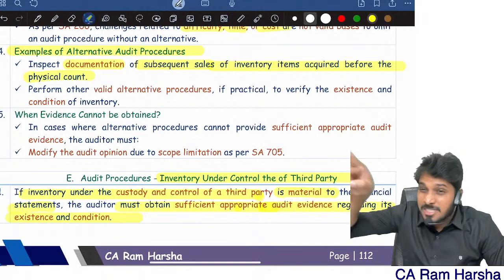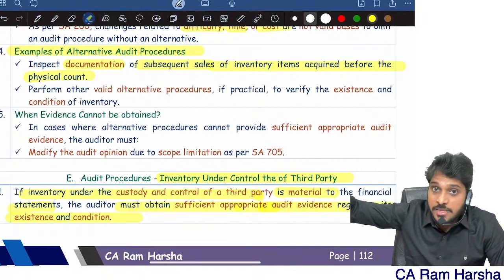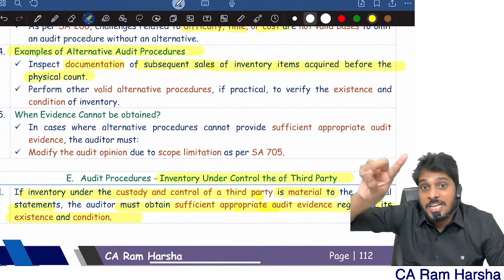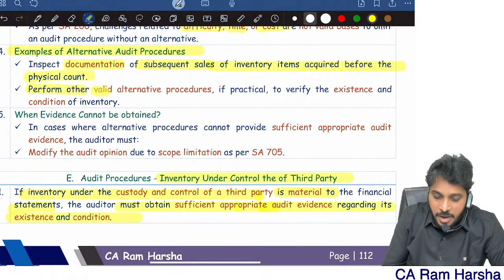See, April month, May month, some sales were there from that godown. Sales were there means the inventory is physically there in the godown, right? So that is called subsequent sale. Perform other valid procedures if practicable to verify existence.